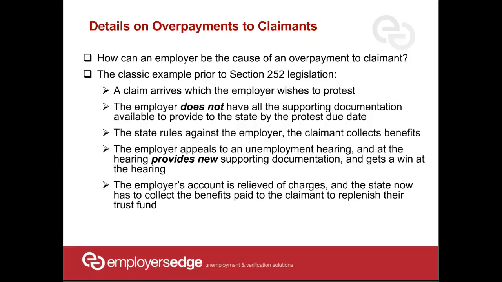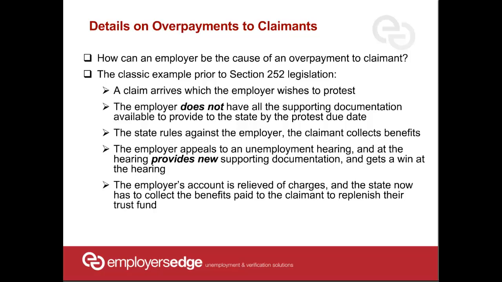Presently, what is going on is, in that scenario, the state has to immediately credit you back those benefits to your reserve balances. So if that individual collects $1,000 in benefits, the state would immediately credit your balance with that $1,000. And now it is on the state to have to go back and try to collect that $1,000 back from the claimant or somebody who is out of work. Well, good luck with that, right?